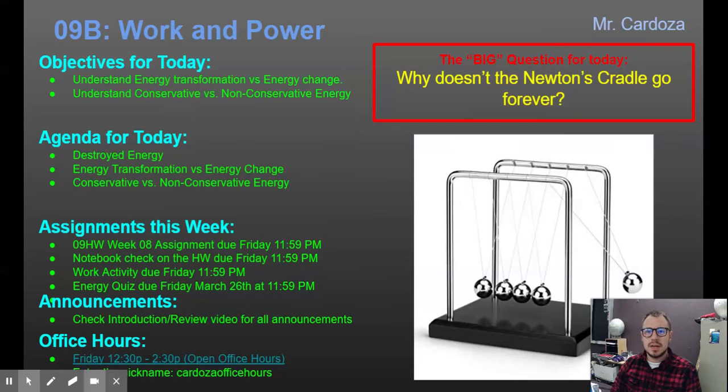Right, this is the 09B work and power. That is the topic for this week. The objectives for today are to understand energy transformation and energy change. And we're going to understand conservative and non-conservative forces.